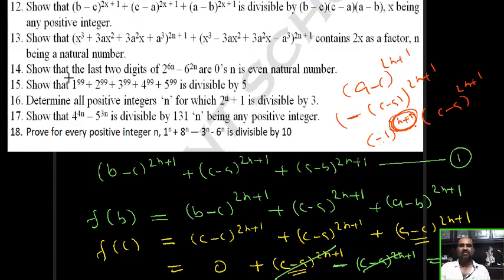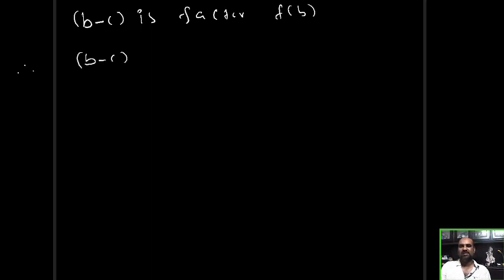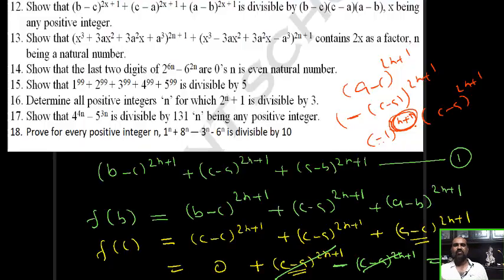What is the meaning of that? I will write in next page. b minus c is a factor of f of b. f of b means equation 1, expression 1 only. Therefore, b minus c is a factor of 1. Similar way you can prove.